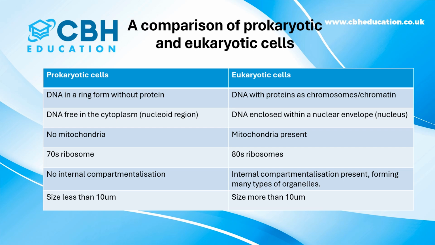Another key difference is the compartmentalization. Within prokaryotic cells, there's no internal compartmentalization. With eukaryotic cells, there is internal compartmentalization, and that allows many types of organelles to be formed. So prokaryotic cells are less than 10 micrometers, and eukaryotic cells are more than 10 micrometers.